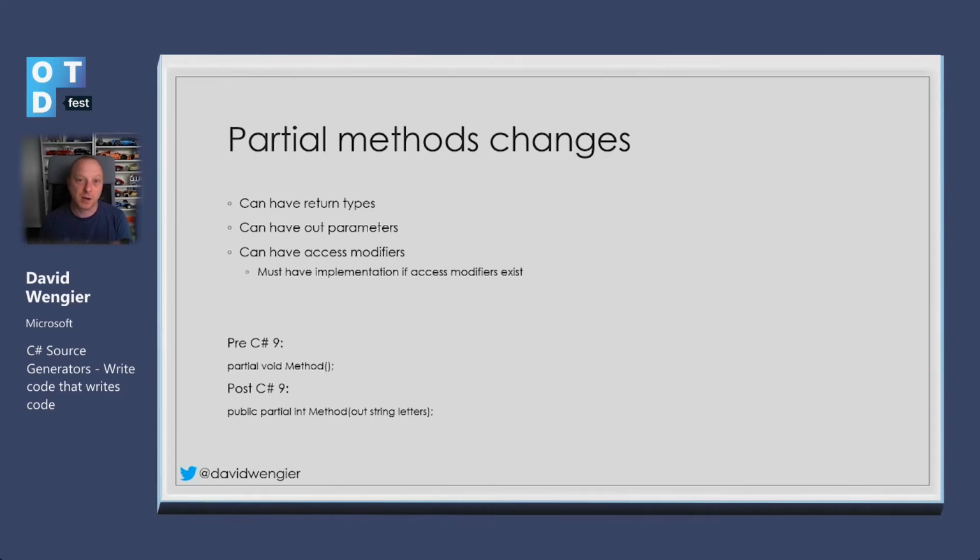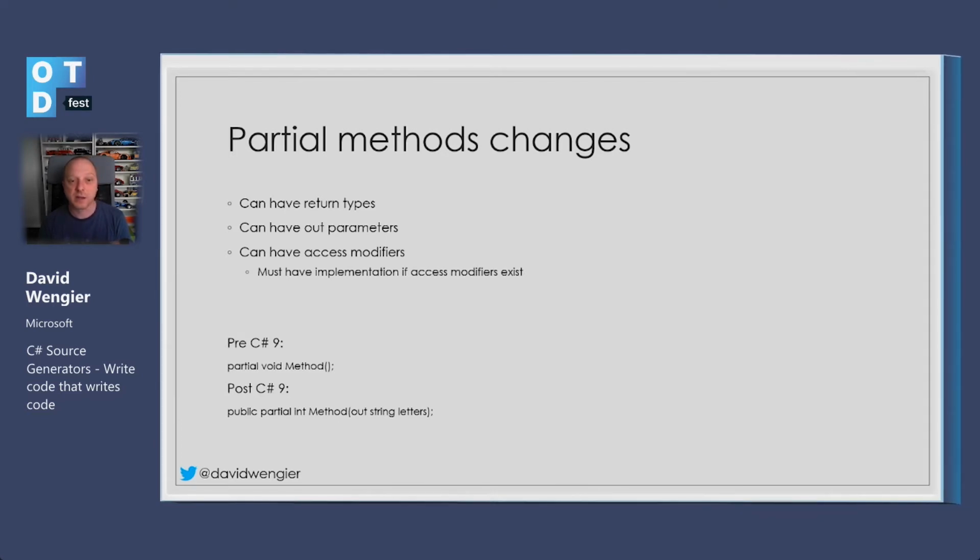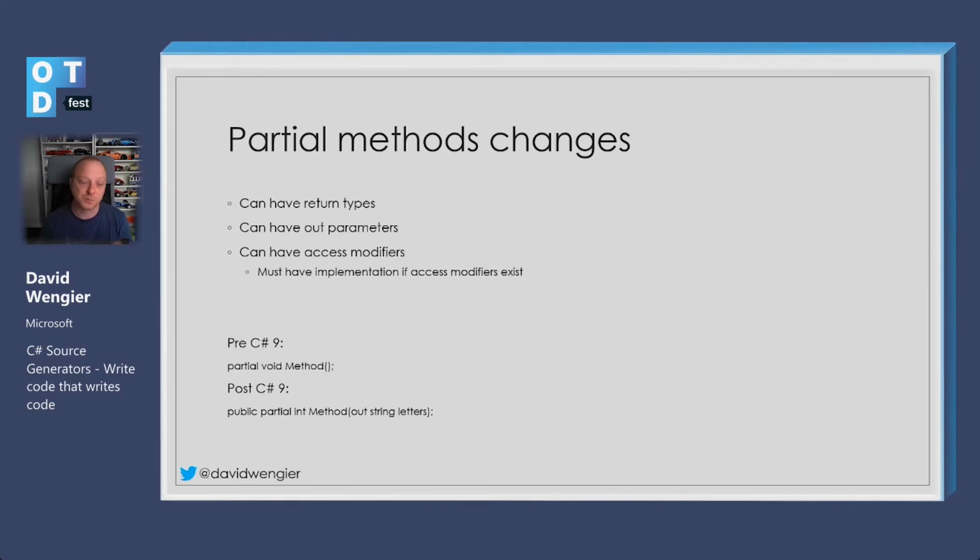And the way the compiler worked was a partial method was essentially saying, hey, someone might call this method and someone might implement this method, but we don't know yet. And if at compile time no one ended up implementing that method, then the call sites went away, the method definition went away, it was as though it never existed. What's now happening with C#9 is you can put output parameters and return types and modifiers on things so they get a lot more useful.